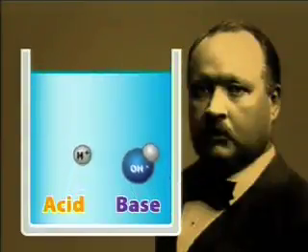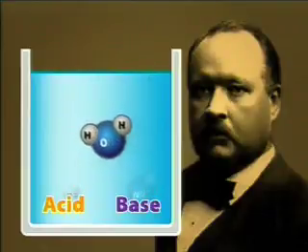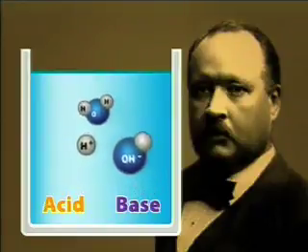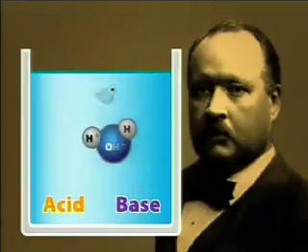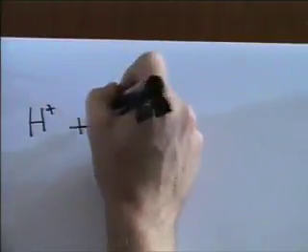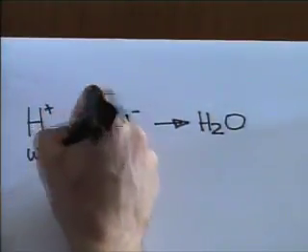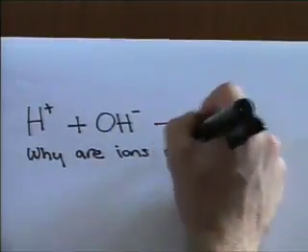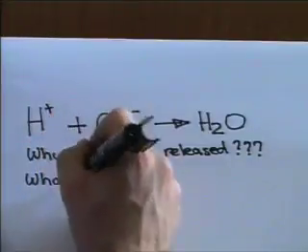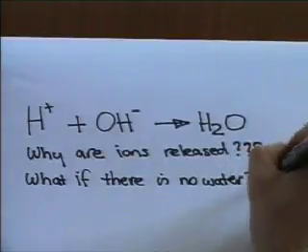Arrhenius observed that acids and bases neutralize each other in aqueous solutions. He said it was because they both release particles into the water, acids releasing hydrogen ions, and bases releasing hydroxide ions, which join together to make water, or H2O. Now Arrhenius was on the right track, but his theory didn't explain why the ions were released by acids and bases, and it didn't explain why neutralization still occurs even if there is no water present.